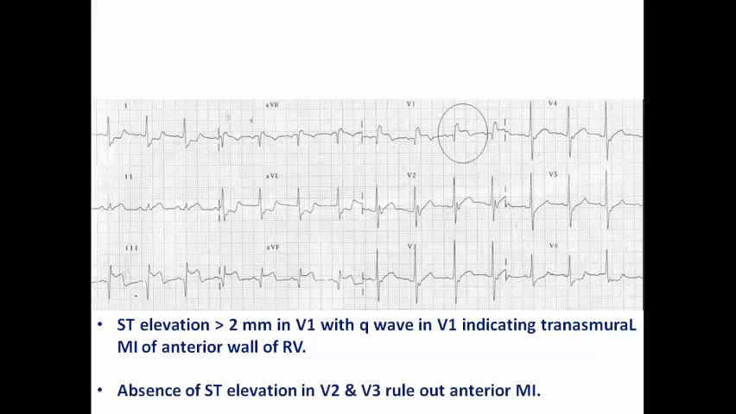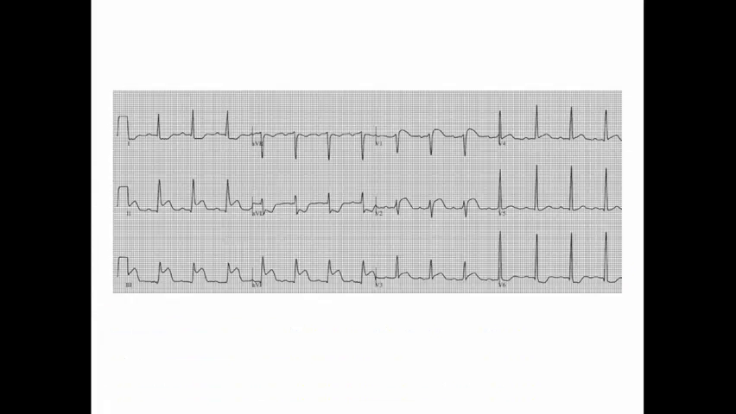And the absence of ST elevation in V2 and V3, of course, rules out anterior MI. So presence of ST elevation in V1 together with the inferior STEMI is a sign of RV infarction even before doing the right ECG leads.